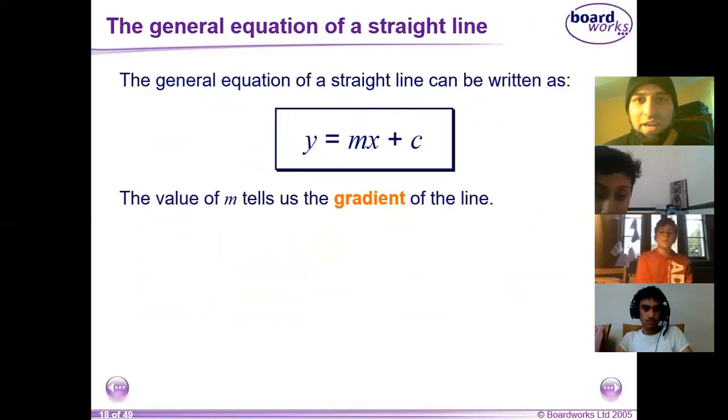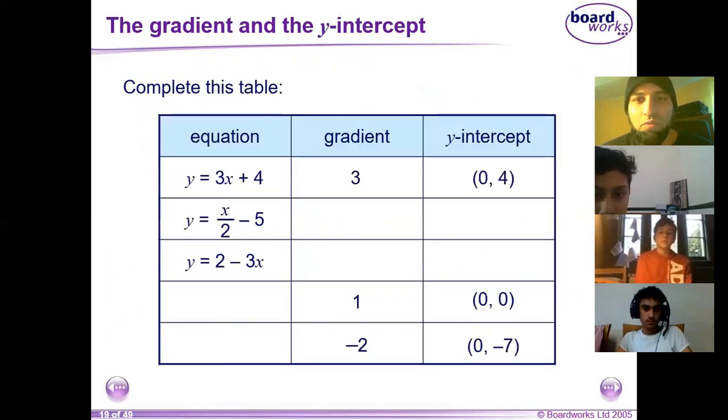So we know the equation of a straight line. We know y equals mx plus c. We've done all of this stuff.